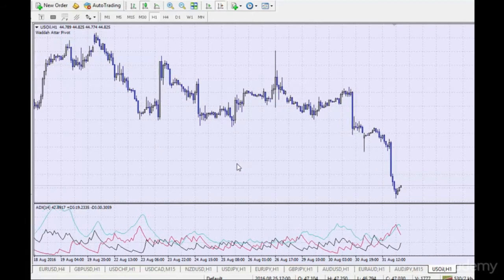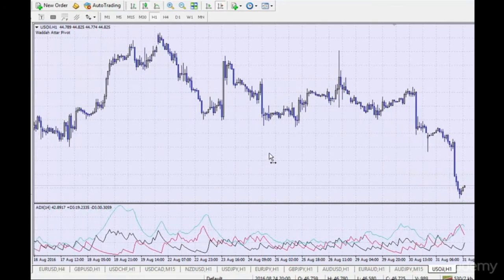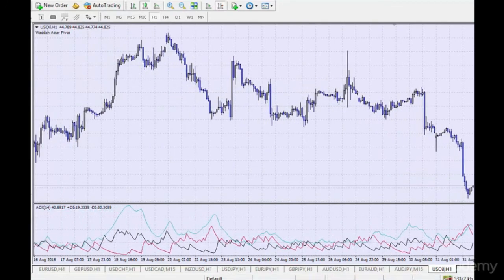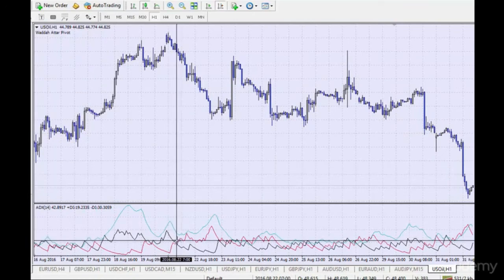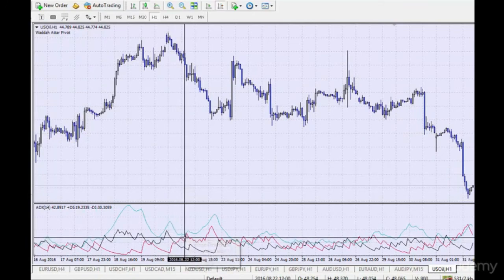Okay, now let's look at another trade with the ADX indicator. Remember, when the lines exceed each other, that's when the trade is confirmed. For example, look at this one. The lines exceed each other right around this level. This is when both lines exceed each other.